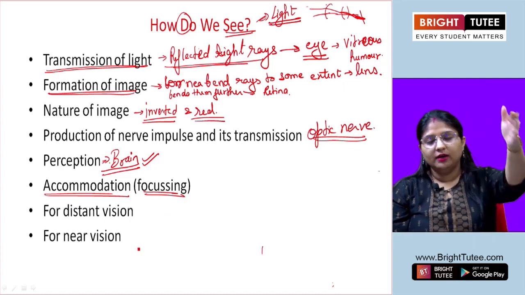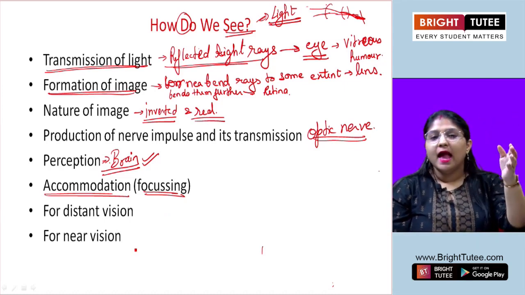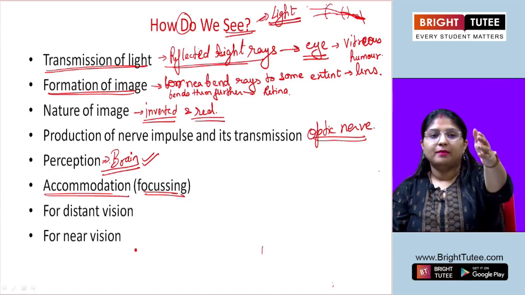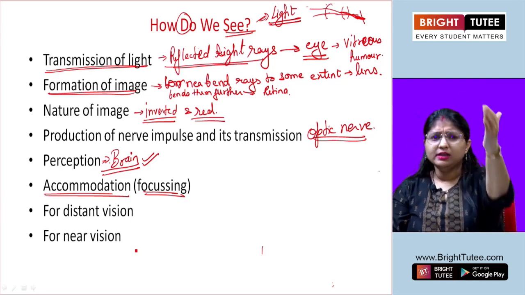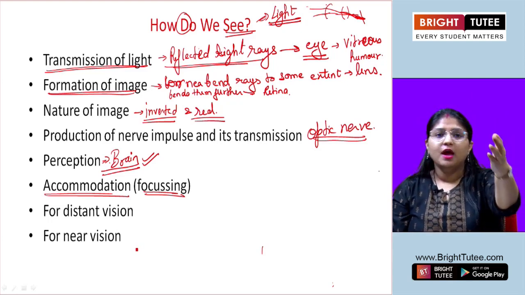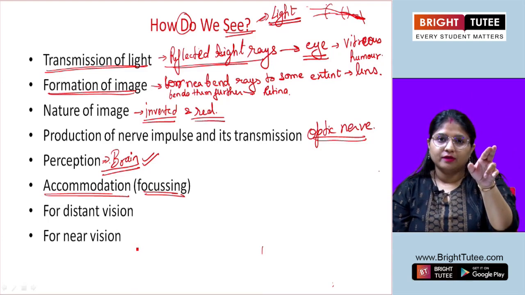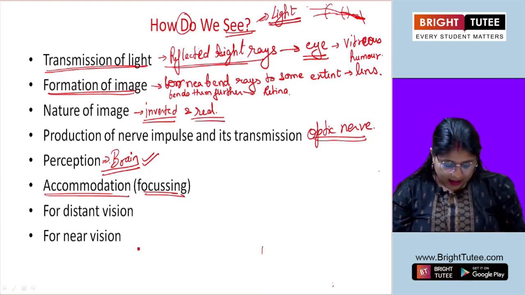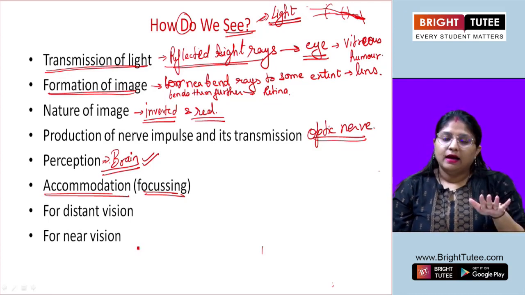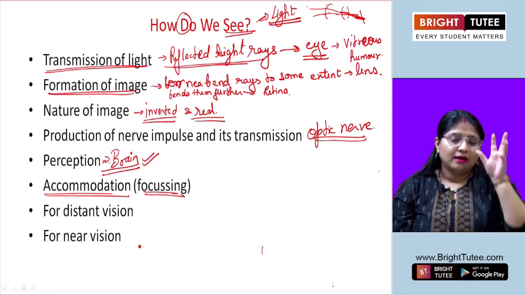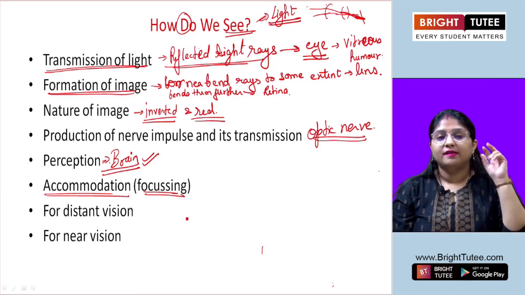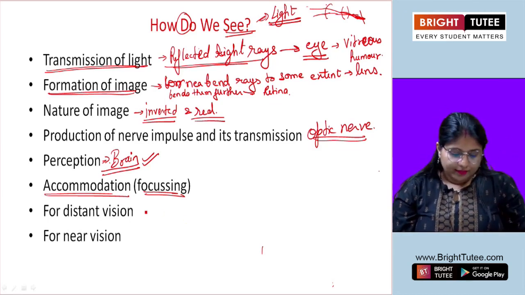So there is a particular distance up to which a person can see. For example, I am able to see a person standing, let's say, 4 meters away from me. Why am I able to see? Because I am able to focus on that person. Then after looking at that, I come down and I am able to see clearly at my PPT. The reason is that my lens is able to accommodate, right?